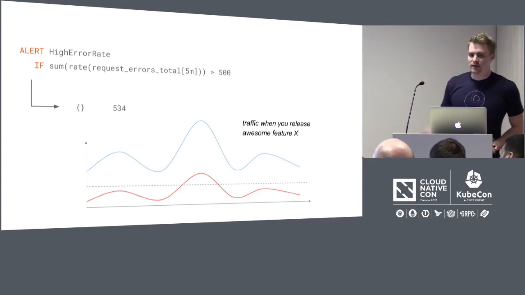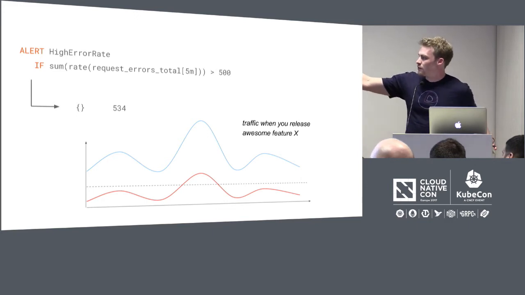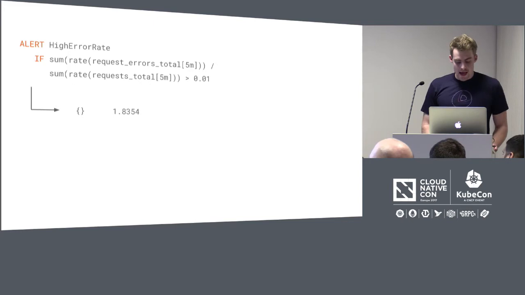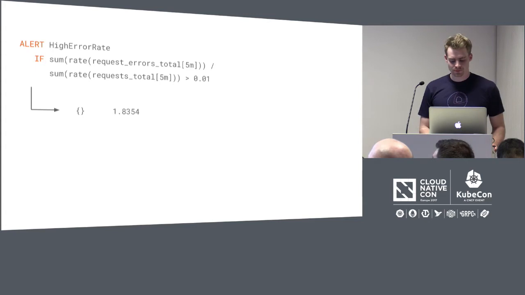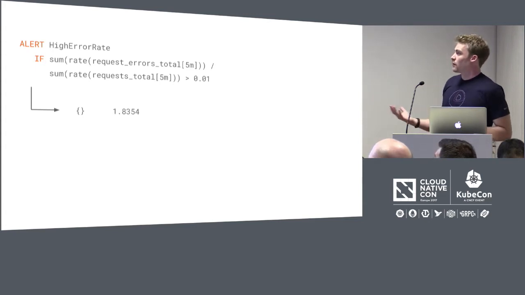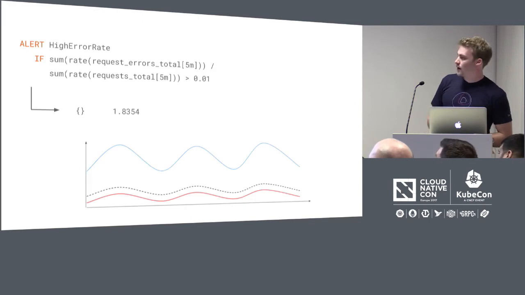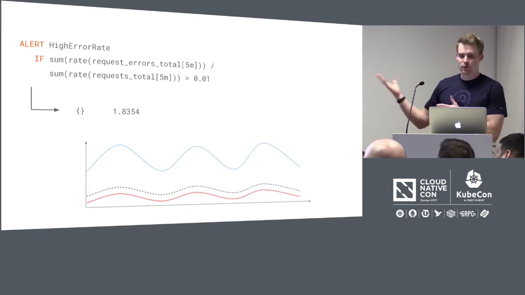So what we ideally want is for this threshold to be adaptive to the total traffic. And we can do that easily enough by just dividing the error rate, which we calculated, by the total number of requests, right? And now we have a fraction, which is certainly way closer to what we want. So if more than 1% of our requests are errors, then we want to trigger an alert. And now the picture looks like this, and that's certainly way closer to what we want.